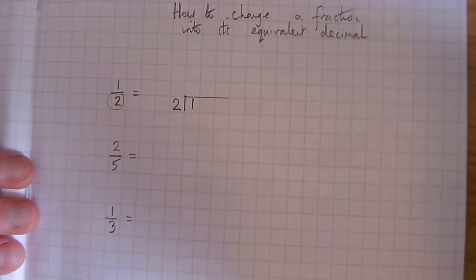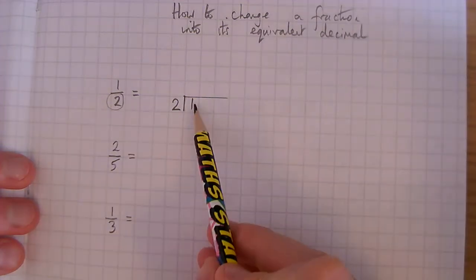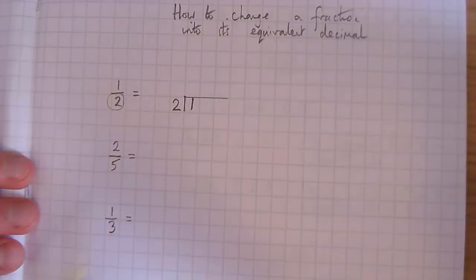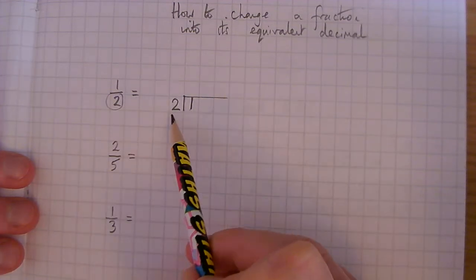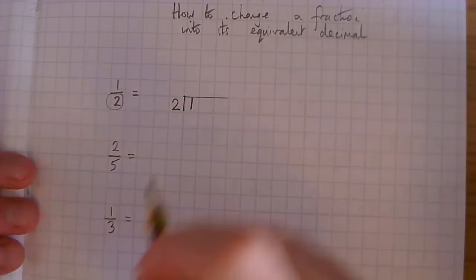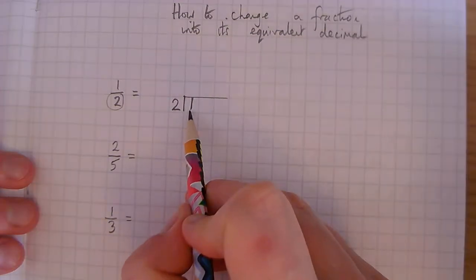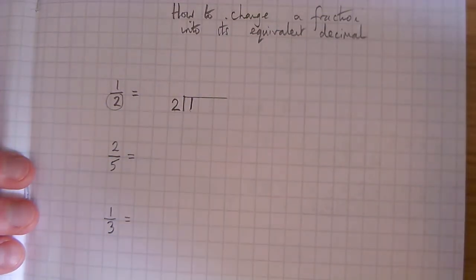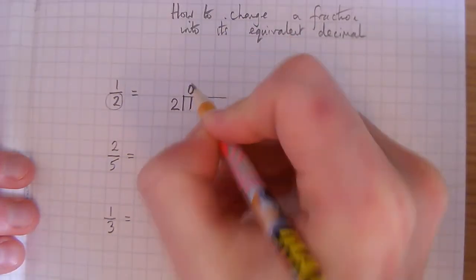The main mistake that people make is they get these numbers around the wrong way. The numerator goes inside the bus shelter, becomes the dividend, and the denominator is the divisor. That's a really important thing, to get those around the right way. So the first question is, how many 2's go into 1? We just do a normal bus stop division, normal short division, and that's 0.